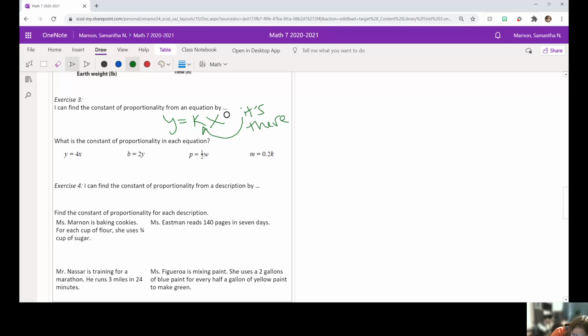All this one is, this is 4. The second one, that number that's multiplied, it's 2. So on your own, do these next two. So you can pause the video if you need to do those next two.